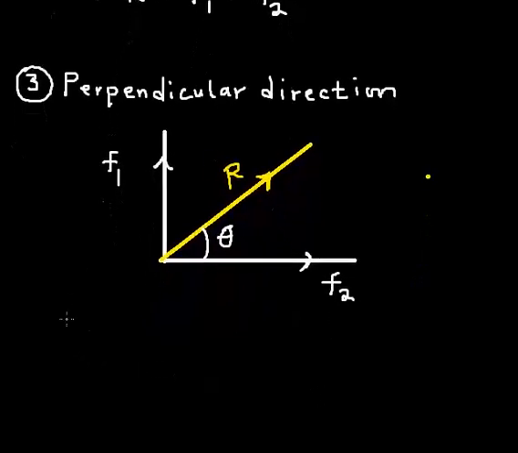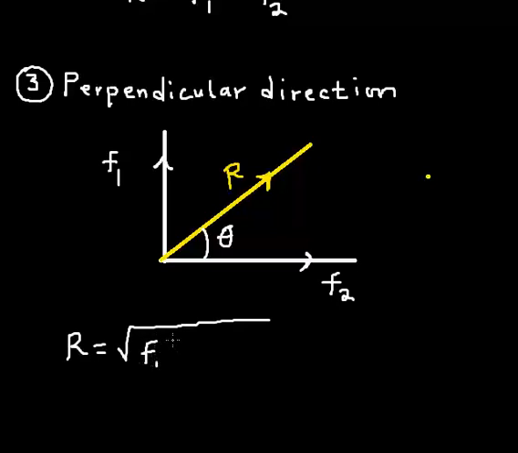This is why you apply Pythagoras rule. For you to actually get the resultant, you use Pythagoras rule. And what's Pythagoras rule? The resultant is going to be equal to the square root of F1 square plus F2 square.